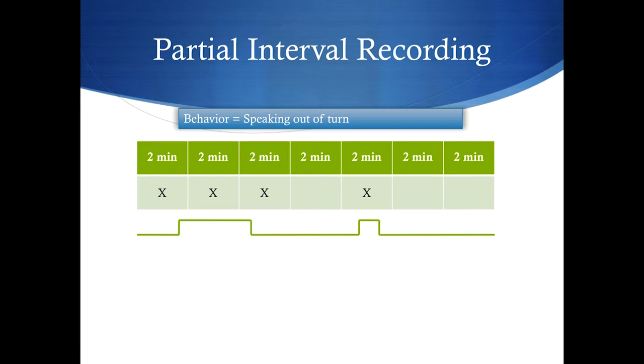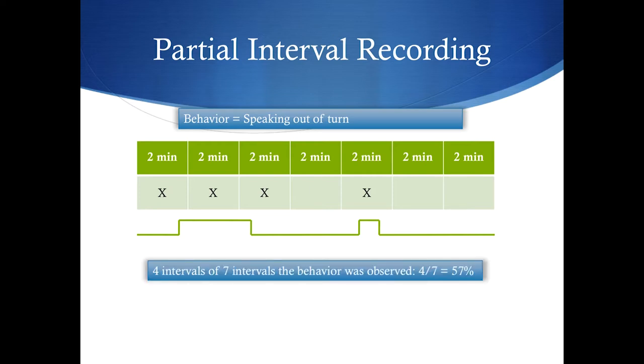They spoke out of turn for the entire 2 minutes in the next interval, and in a little bit of time during the third interval. And in the fifth interval, they only spoke out of turn for a little bit of time. But because it's partial interval, we put an X there in the interval that it happened. It doesn't have to happen for the whole thing, just for a part of it. Partial interval. You get it?